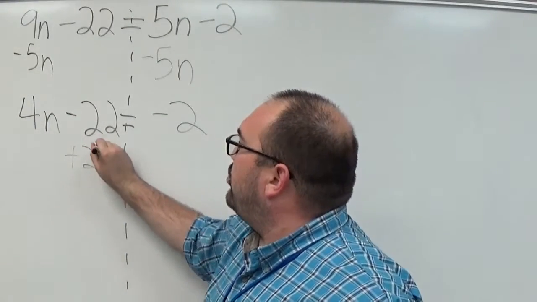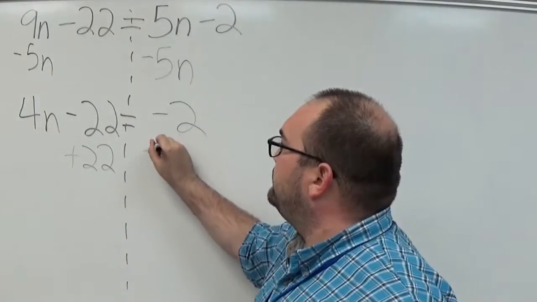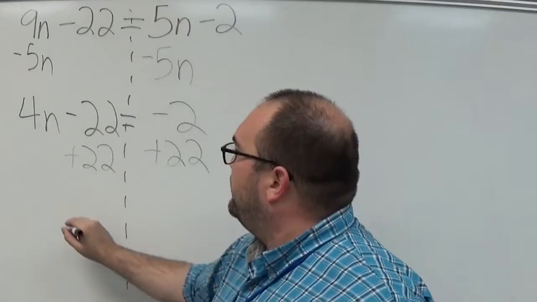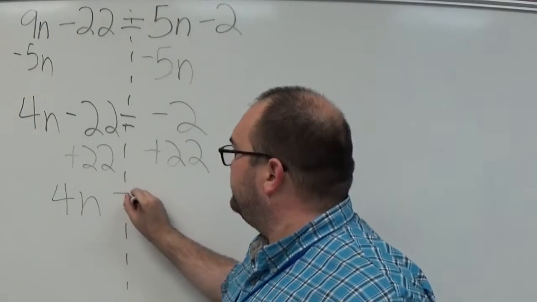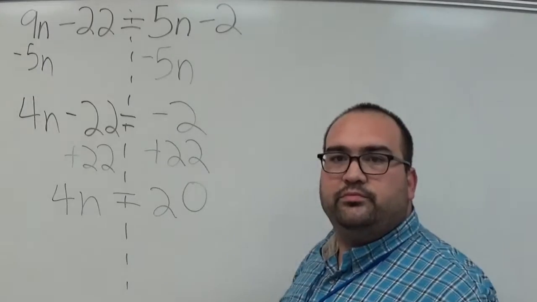We'll add 22 right there. Whatever you do to one side, you do the other side. Leaving us with 4n on this side and 20 on that side.